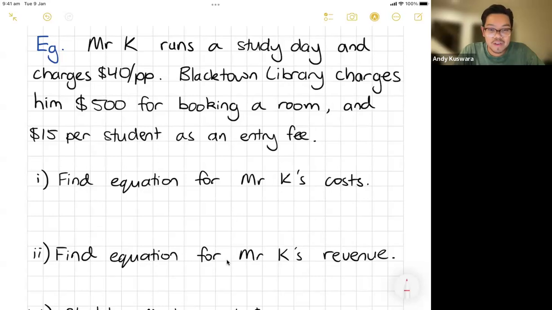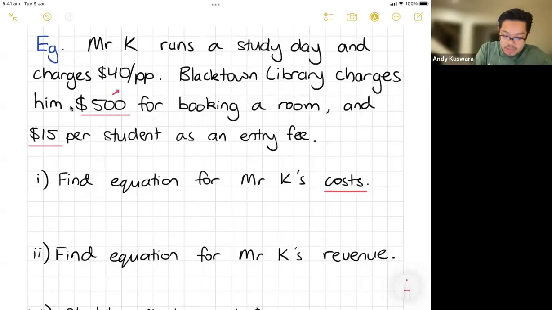Now, the first part here is find an equation for Mr. K's costs. So with costs, let's highlight that in red. The things that it's going to cost me is the $500. I have to pay that. And I'm also going to have to pay for the $15 per student. For this particular question, it says it charges him, and so that is included as part of the cost that I have to cover. So with that in mind, I can see that that 500 is a fixed cost. And I can see that the $15 is essentially going to play the role of my gradient, sometimes we call it a variable cost.